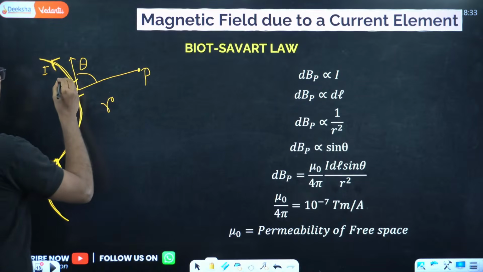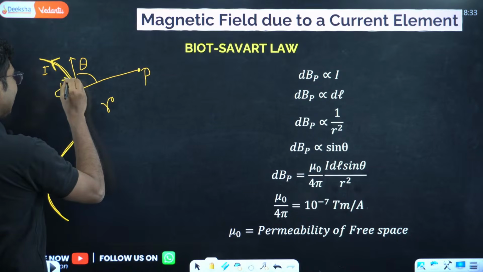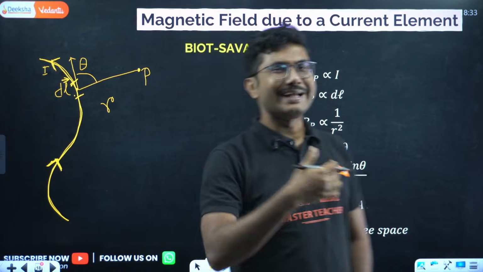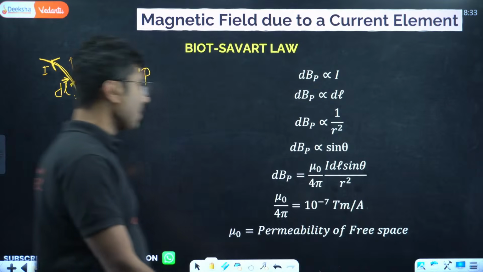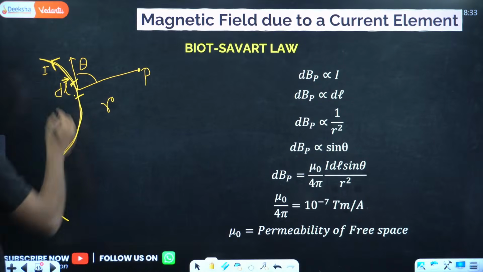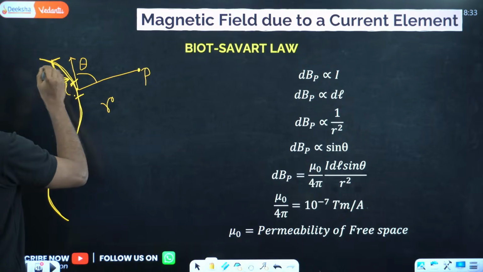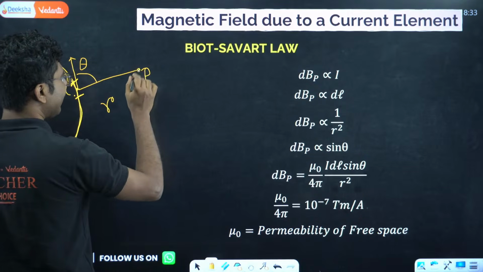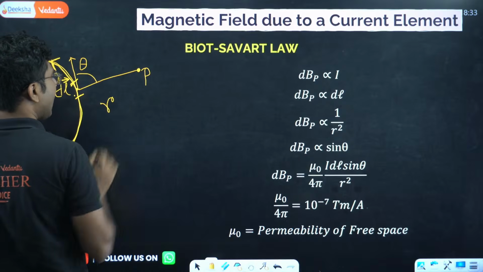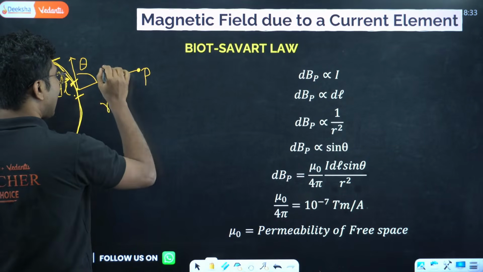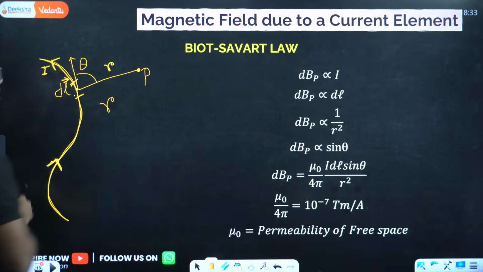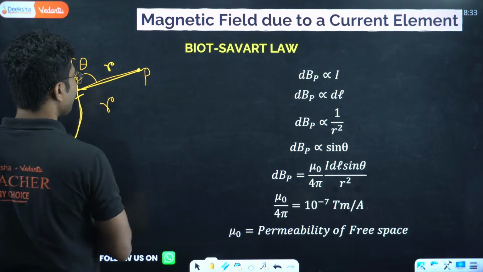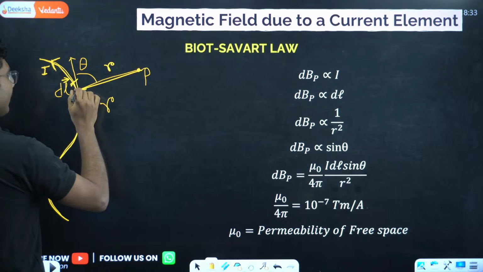This element is called the dl vector. dl is the current element; Idl is actually called the current element. Now the current is being carried in this direction. We are trying to find the magnetic field at a distance r from this point, due to this element. This is the distance r.